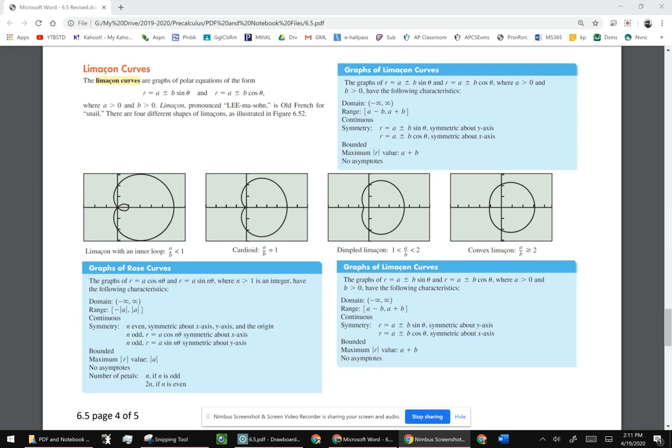Hey guys, we're up to textbook example 5 with limaçon curves. They're also known as cardioids, and their equation is r equals a plus or minus b times sine or cosine theta. And the key thing to understand, going back to our initial examples of a polar equation, is that if it's a sine cardioid, it's going to be symmetrical over the y-axis, and if it's a cosine cardioid, it's going to be symmetric over the x-axis.